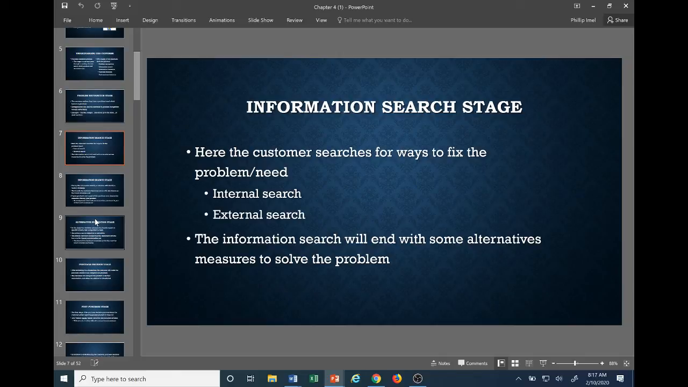External search, you might be looking at advertisements or talking to a friend or a family member and getting some suggestions as to where you might want to go eat. The information search will end up with some alternative measures to solve the problem. So we're going to have multiple options to choose from, and we're going to have to ultimately decide which one we want.